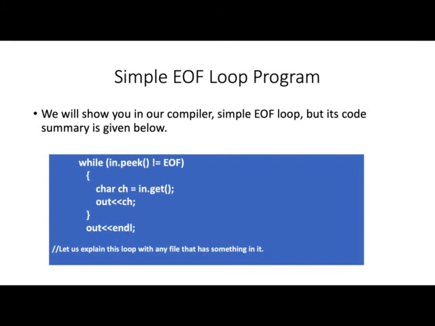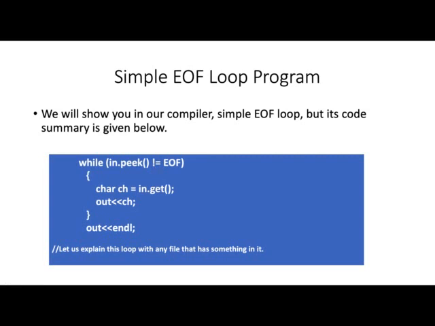Very simple code for an EOF loop will look like this, where we are reading character by character from the file and just outputting it to another file. So in a way, we are just making a copy of the file. If the file has any data, in.peek will return the ASCII value of the character it's peeking at. The ASCII value of a character can never be negative. EOF is -1.